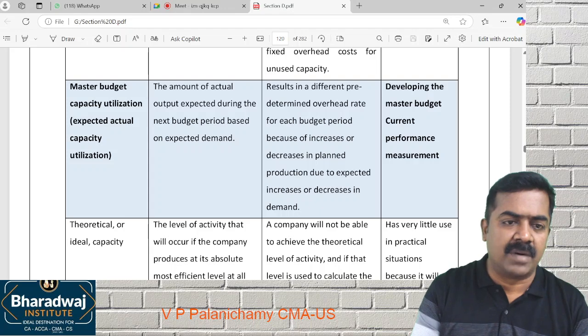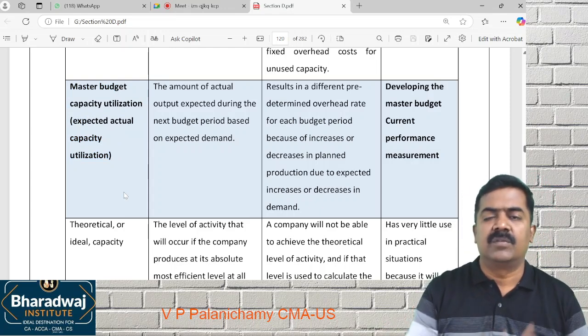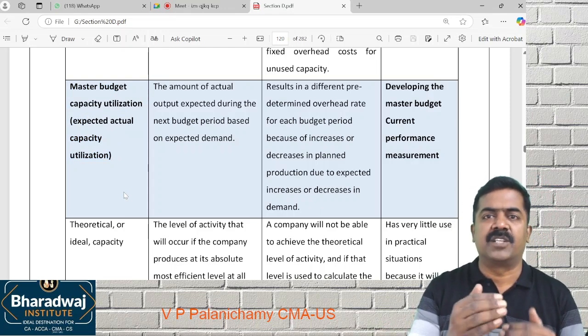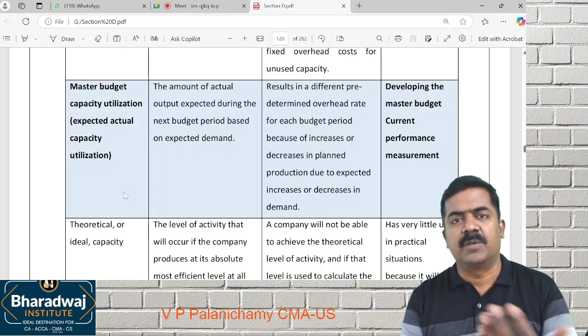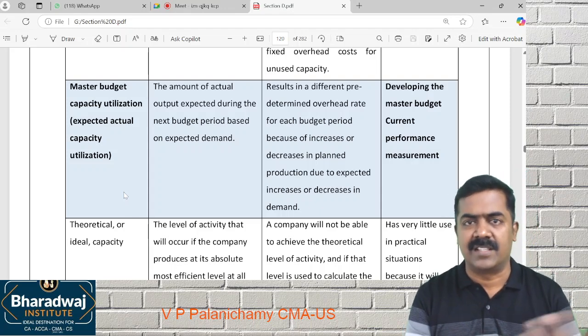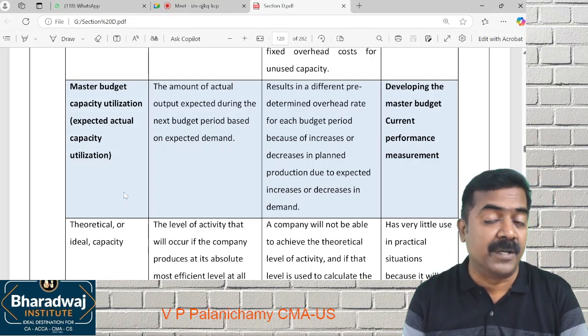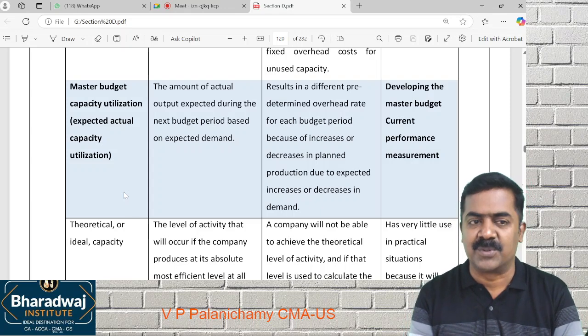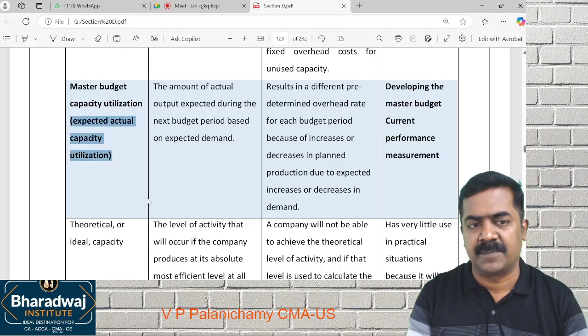The next one we call master budget capacity utilization. This is called expected actual capacity utilization. For example, we are in November. Let us prepare a budget for January, February, March. Let's assume we are producing electronic goods, laptops, desktops, various things. So we'll plan how much we are going to produce, how much capacity we are going to use. That is called as which one? Master budget capacity utilization, expected actual capacity utilization.